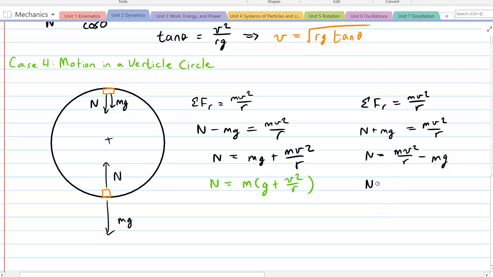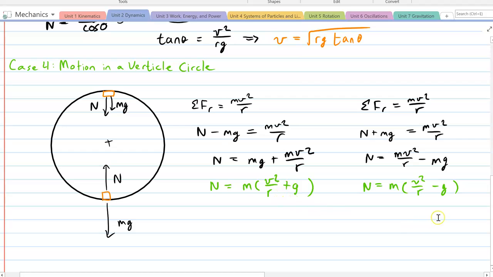Let's see, N equals m. Let me actually write it in green, since this is our final result. N equals m v squared over r minus g. And actually I'm going to rewrite this just to make it helpful in our comparison. This was plus g, since I can just switch them because of the commutative property.